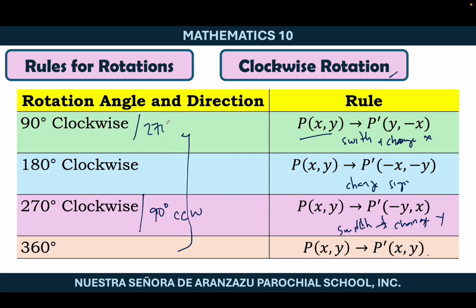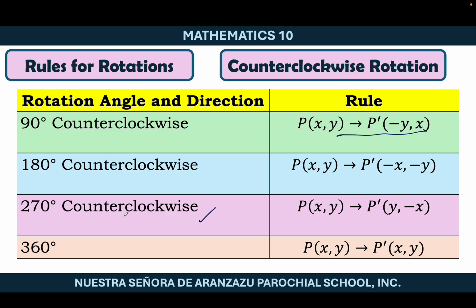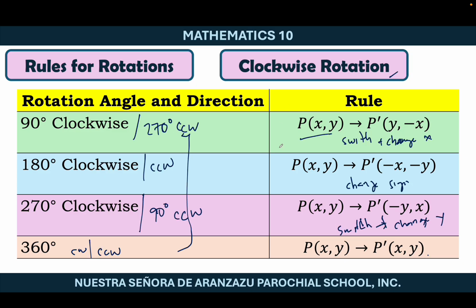So, same lang to ng 270 degrees counterclockwise. Then, yung 180 degrees clockwise and counterclockwise have the same rule. Ganun din kay 360 degrees. So, from 8 rules, so ito na yung pinaka-summary niya. Summarize.